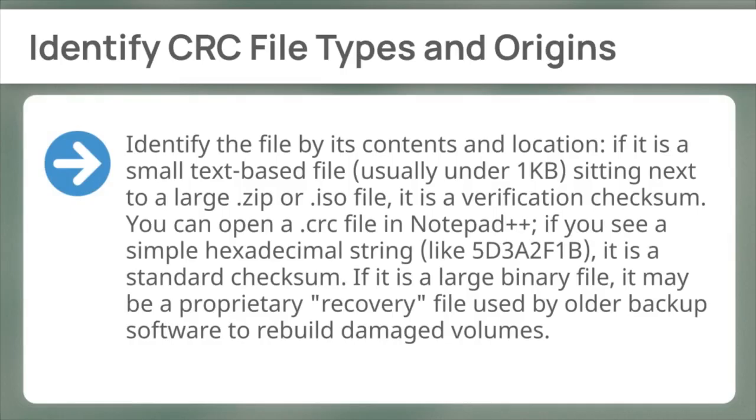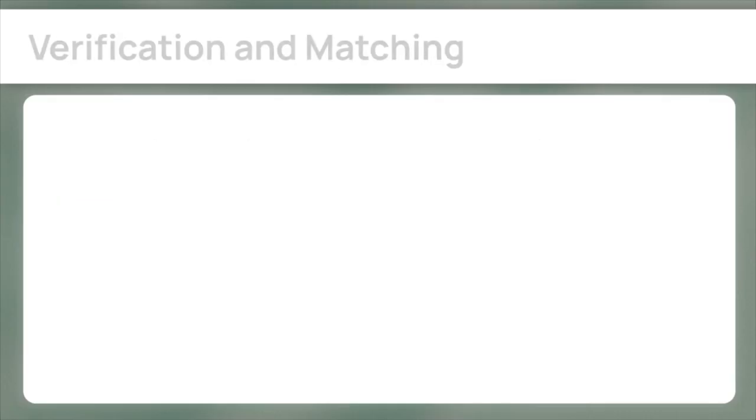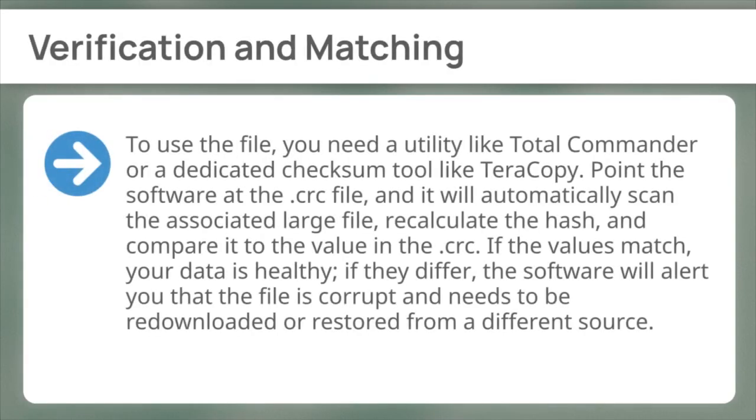If it is a small text-based file, usually under 1 KB, sitting next to a large .zip or ISO file, it is a verification checksum. You can open a .crc file in Notepad++. If you see a simple hexadecimal string, like 5D3A2F1B, it is a standard checksum. If it is a large binary file, it may be a proprietary recovery file used by older backup software to rebuild damaged volumes.